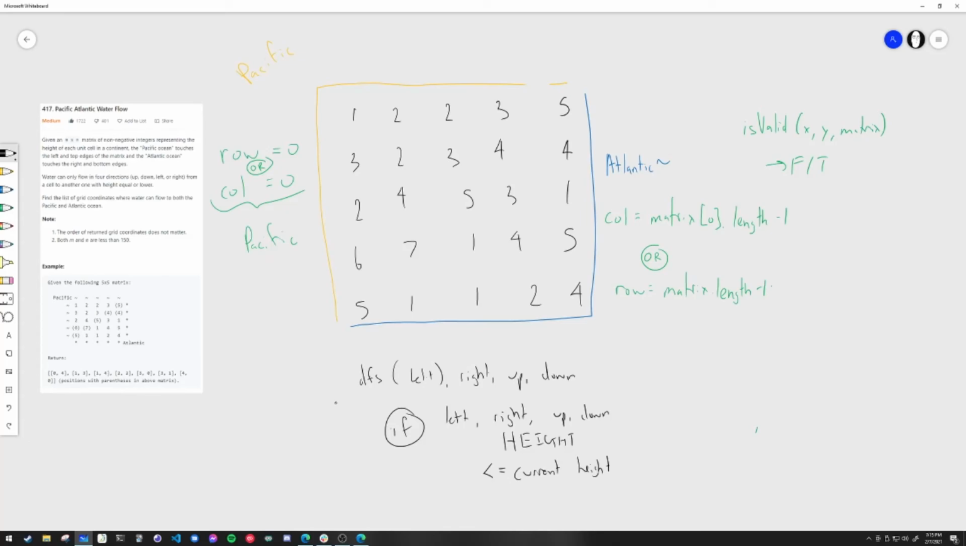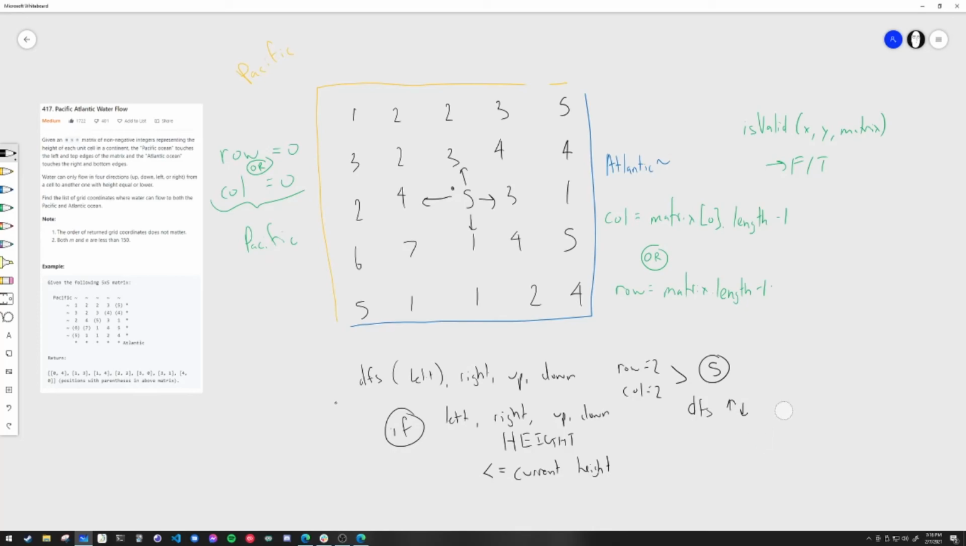For example, let's say right here in the middle, row equals 2, column equals 2. The height here is 5, and we're looking at these three possible ones. Every single one of these is less than or equal to 5, so 3 is less than 5, 4 is less than 5, and so on. So we know we can do a DFS up, down, left, and right from that location. Does that make sense?